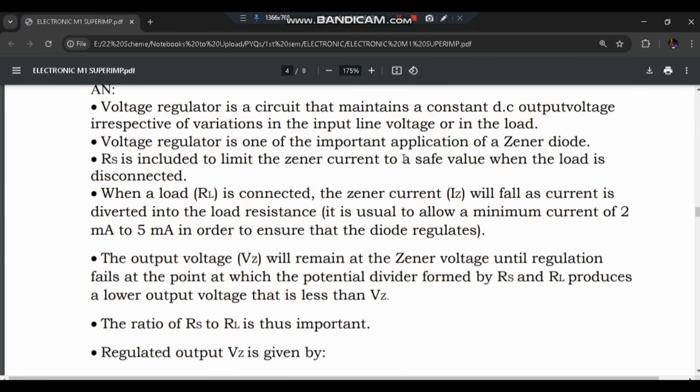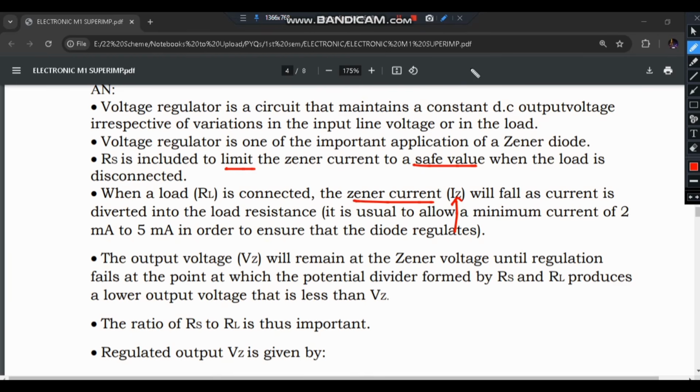Some key points: the series resistor is included to limit the zener current to a safe value when the load is disconnected. That is the first key point. And when the load is connected, the zener current Iz will fall as the current is diverted to the load resistance. So when it is connected, what happens? The zener current will fall because the current is diverted to the load resistance.